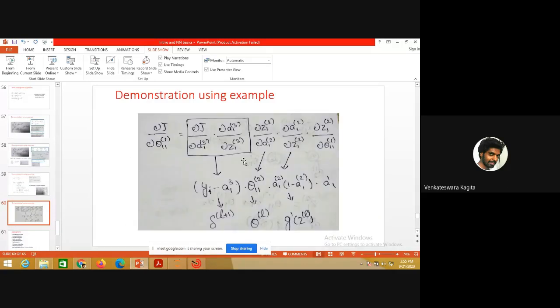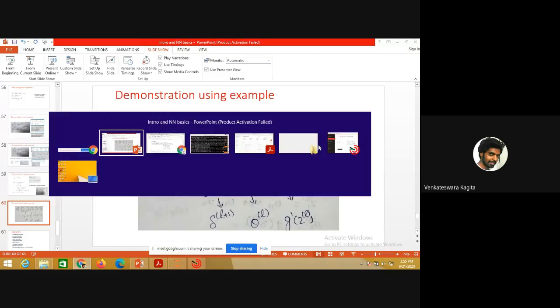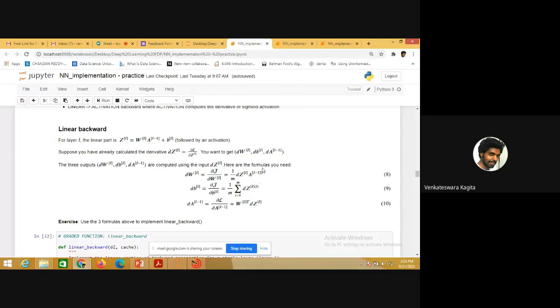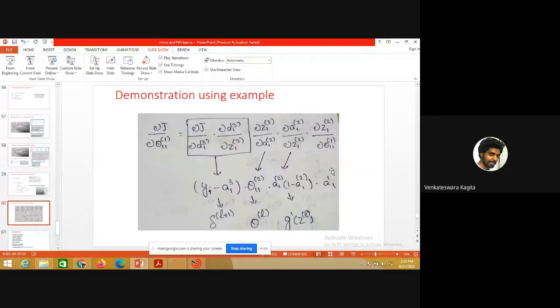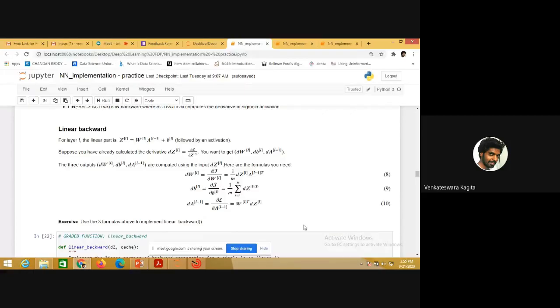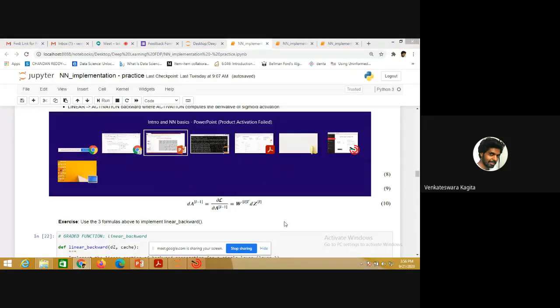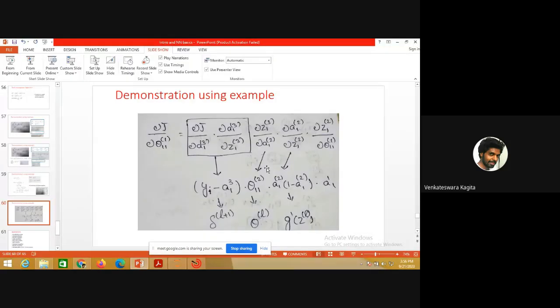So dz is this whole term, and this is that. AL is this last term. And that is how we compute dW and db, and dA is the derivative of L with respect to A.